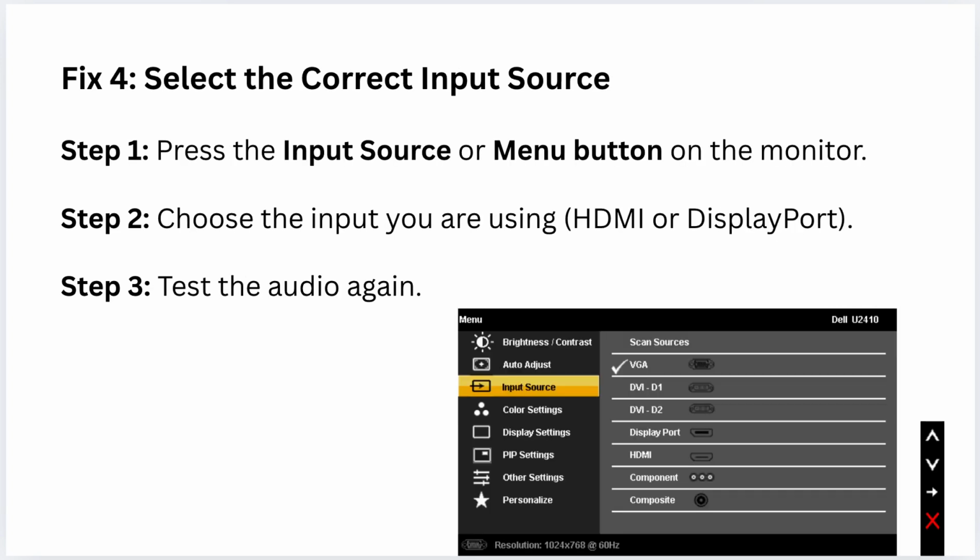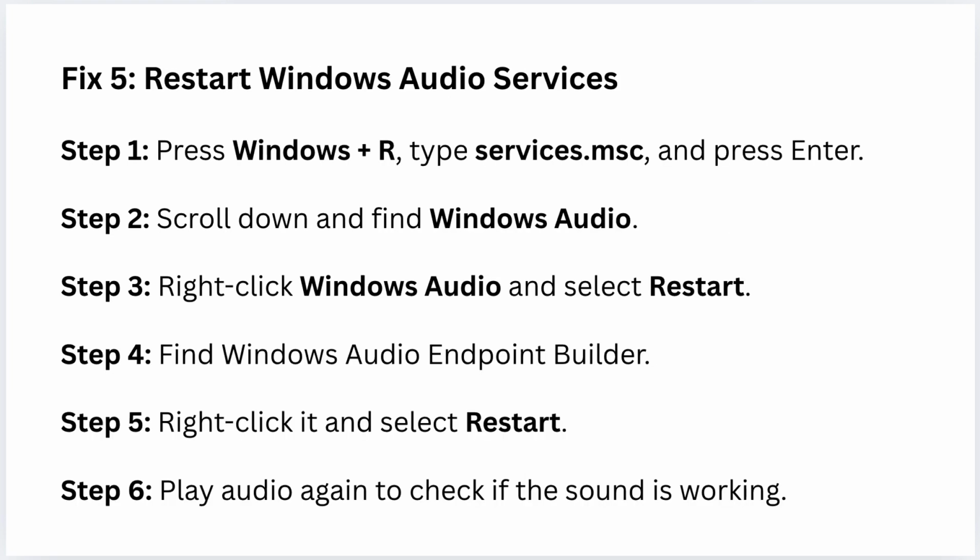Fourth one is select the correct input source. Press the input source or menu button on the monitor, then choose the input you are using. Test the audio again. Fifth one is restart Windows Audio Services.